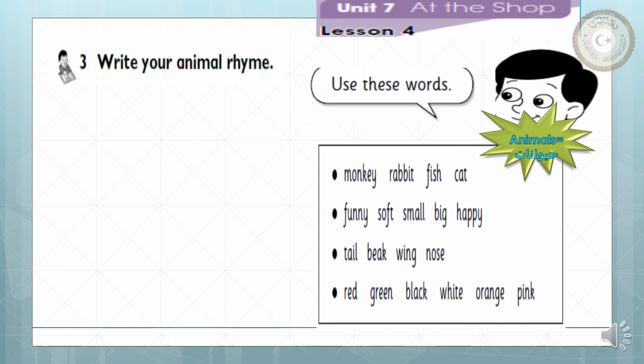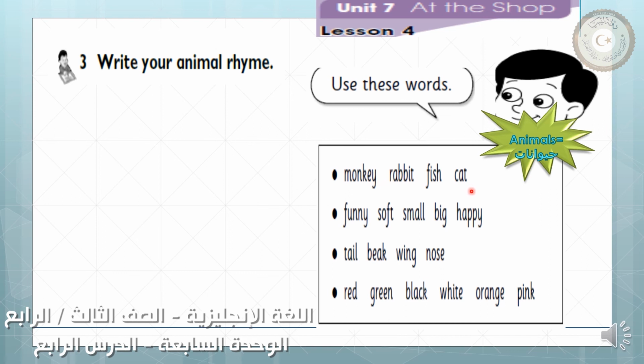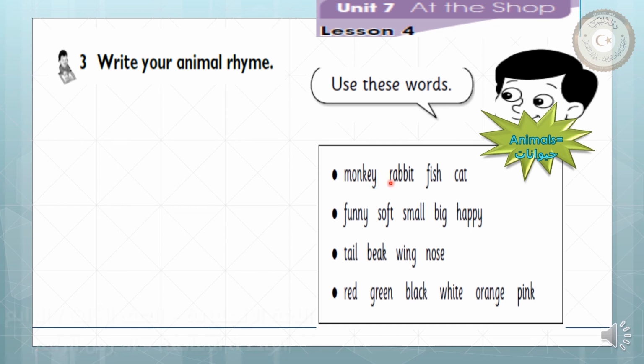The first one is animal. So you are going to choose your own animal. Remember, animal rhyme is the title. So you are going to choose one of these animals to write your own rhyme: monkey, rabbit, fish, and cat. So remember, the first group are animals.